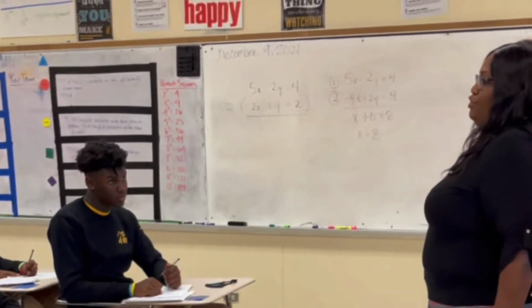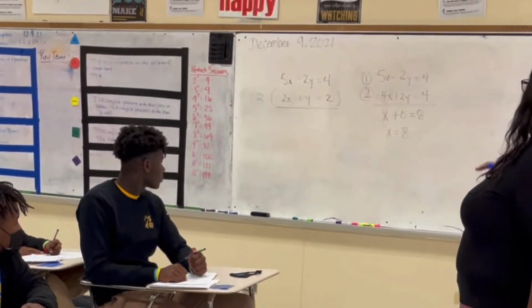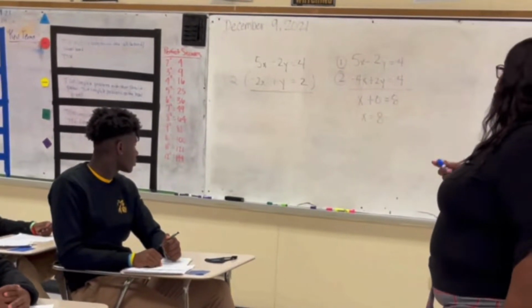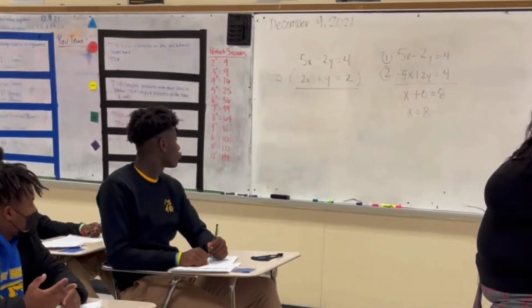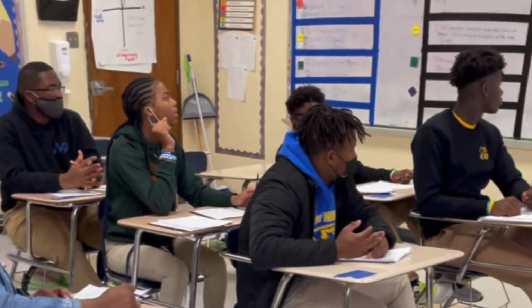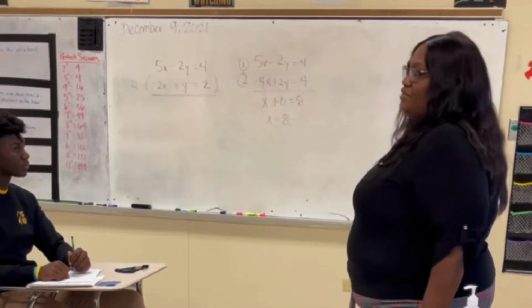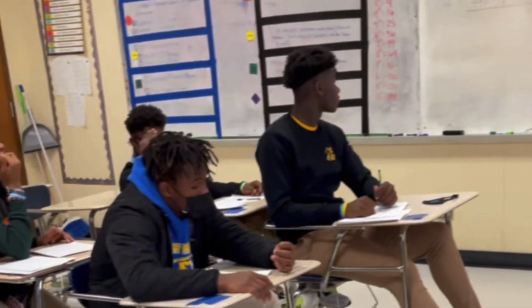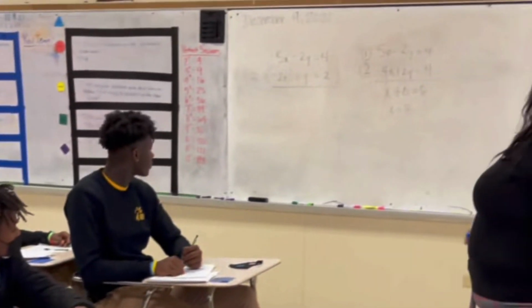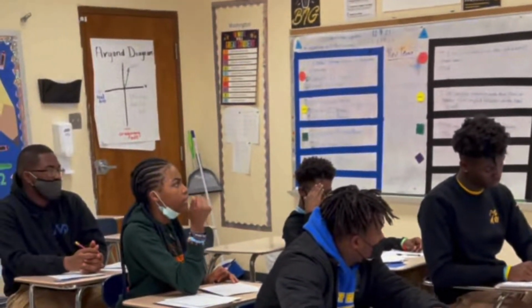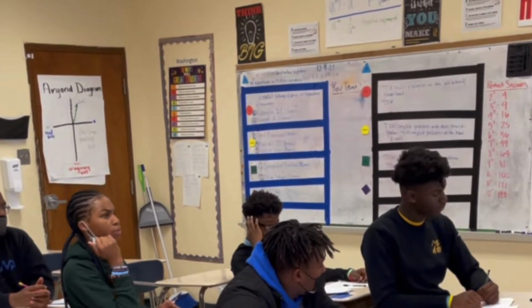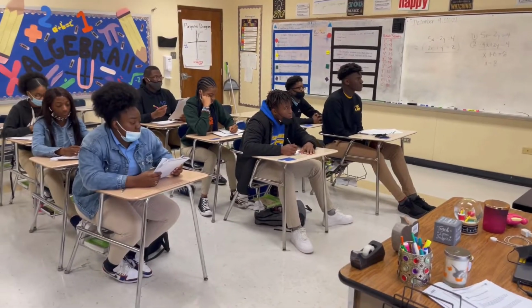Why did we multiply the second equation by 2 to eliminate y? Why did you all want to eliminate y? Because it would have been simpler than having to multiply both equations by a number to get the same number. That's right. We would have to multiply equation 1 by 2, and then equation 2 by 5 to get 10. So that will require us to have what? More steps.